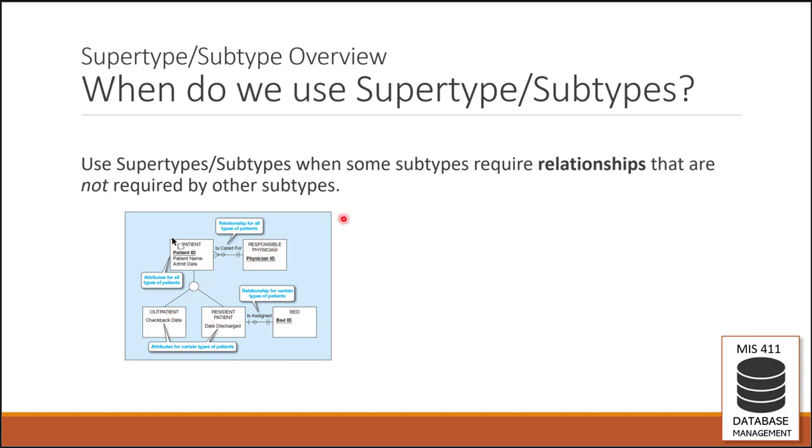So that wouldn't compel us to use a supertype subtype. However, a resident patient requires a bed. So here we see a relationship from a resident patient to a bed. Now an outpatient leaves the hospital the same day, so they don't require beds. So this relationship to a bed entity is only required by some of the subtypes, or one of the subtypes in this case, resident patient. Therefore, again, we need a supertype subtype relationship.